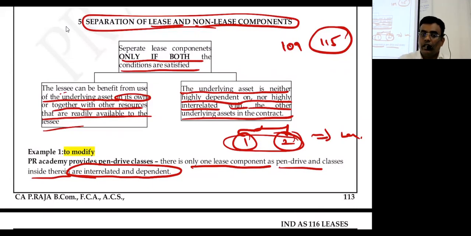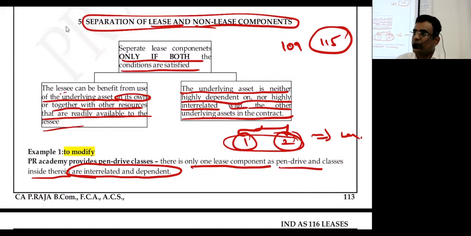Okay, now listen. The lessee can benefit from use of the underlying asset. What is our underlying asset? Space. On its own, or together with other resources that are readily available.